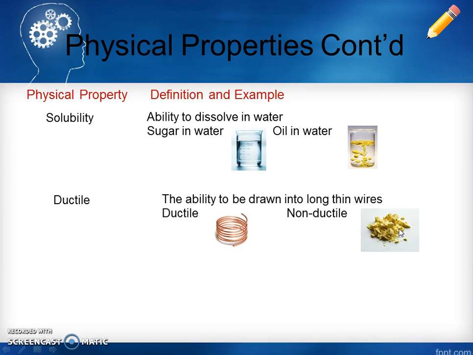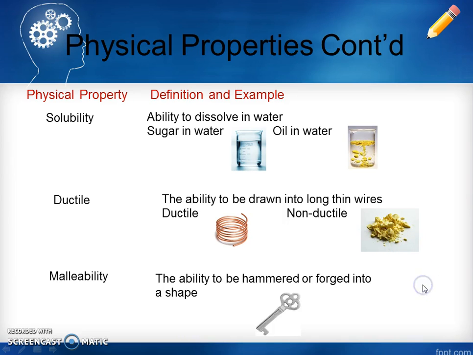Ductile, the ability to be drawn into long, thin wires. So this copper wire here is ductile because we're able to stretch it out into these long, thin wires. Where this sulfur here, there's no way you could do that. You couldn't heat it up or cool it down. It would just crumble. So this would be non-ductile.